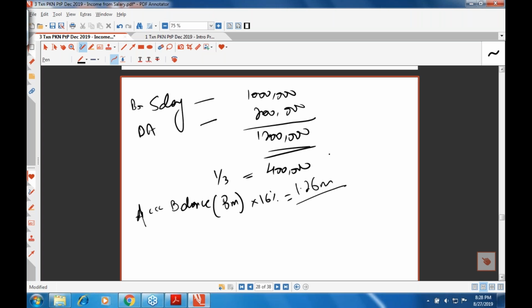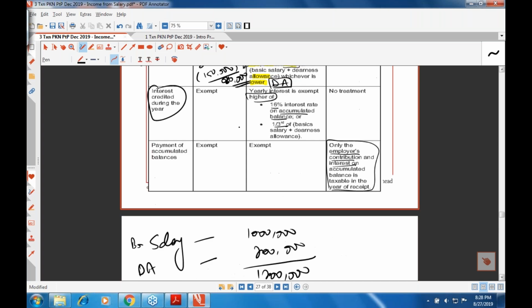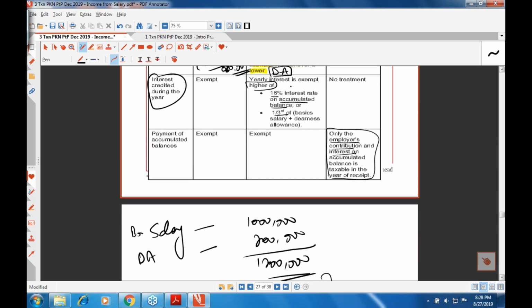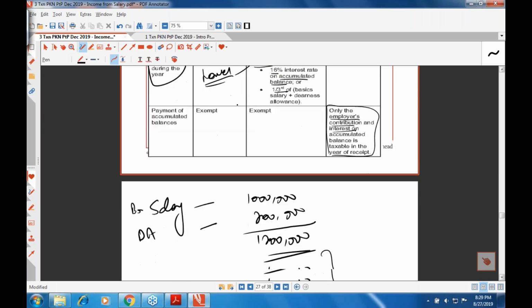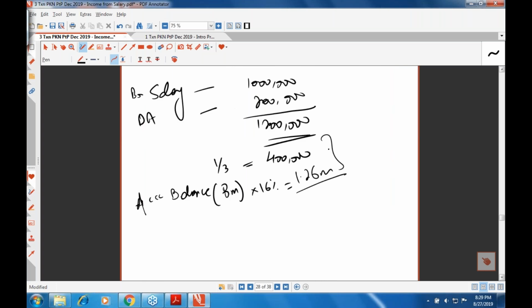is the exemption is basically, there is an error with respect to what is mentioned over here. The yearly interest is exempt up to the higher of. It's not higher of, it's actually lower of. So basically this 400,000 is exempt. So 400,000 is exempt and the balance is taxable. Is it okay now, Muhammad Amin?